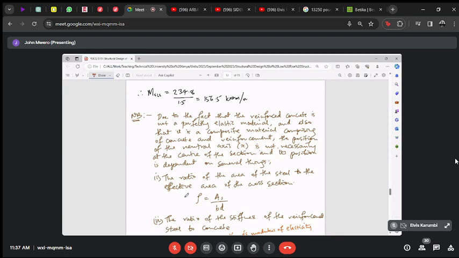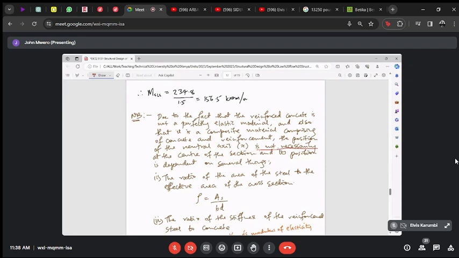Due to the fact that the reinforced concrete is not a perfectly elastic material, and also that it is a composite material composed of concrete and reinforcement, the position of the neutral axis x is not necessarily at the center. Please note that I'm using the words not necessarily. It doesn't mean that it's never at the center, but that sometimes it's not. By coincidence, in some cases you might find that the depth of the neutral axis, that is the dimension x, is actually half of h, but it will be coincidence. It can be greater than h over 2 or less than h over 2, depending on several things.